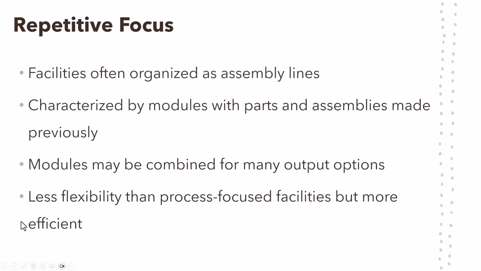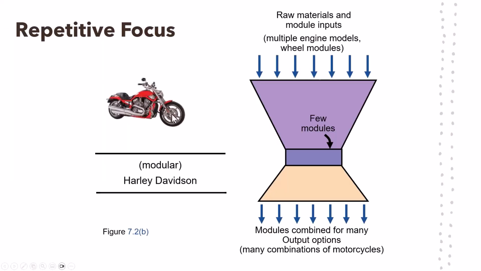The next process strategy is repetitive focus, and you use this with assembly lines. It's characterized by modules with parts and assemblies made previously. When you think about a car assembly line, it's really pulling in bits and pieces of something and then clamping them together. You have raw materials and module inputs coming in, such as engines and wheels. They're combined to give you the same vehicle, and then the modules are combined for many options, so many combinations of motorcycles based on what customers say they want.